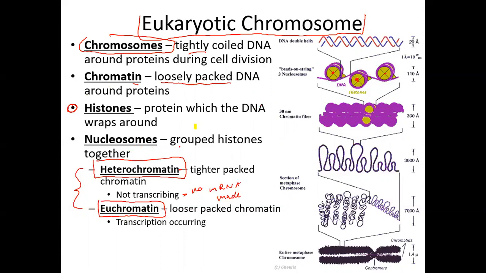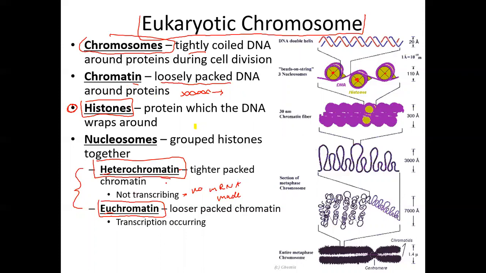And nucleosomes are going to be grouped histones together. So I wouldn't fixate so much on those, but definitely know histones, because that is going to play into heterochromatin versus euchromatin. So just to reiterate, if your DNA is really, really condensed like this, we're going to be calling it chromosomes, but when it's a lot looser, we're going to call it chromatin.